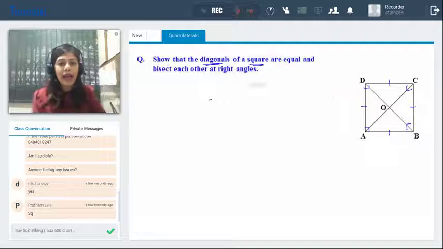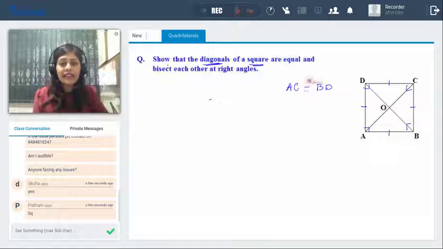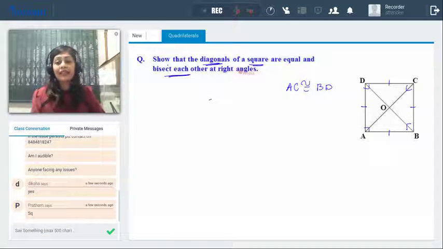Now let's see, what do we have to do with this square now? We need to show that diagonals of the square are equal. So basically, diagonals we know are definitely AC and BD. The first thing you need to prove is that these two diagonals are congruent. So we need the two diagonals equal. And what else? Also, they bisect each other at right angles.